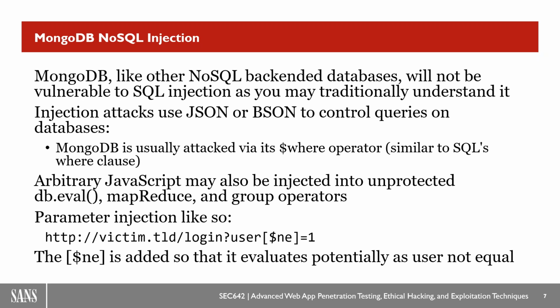Victim/login question. So up to that point, it's basically the resource URL. Then we have user[$NE]=1. This is a feature of HTTP, whereby the square brackets on the left of the equal sign indicate that this is in fact an array.